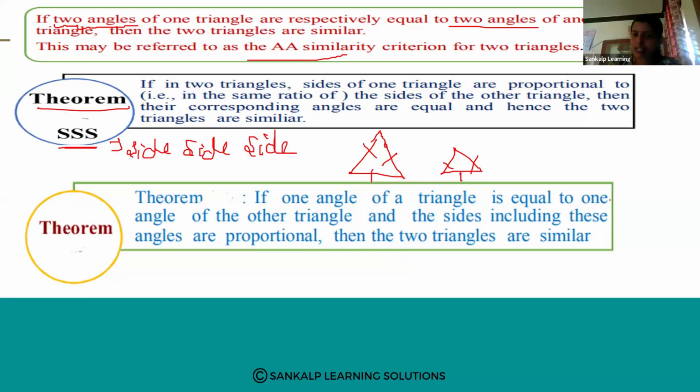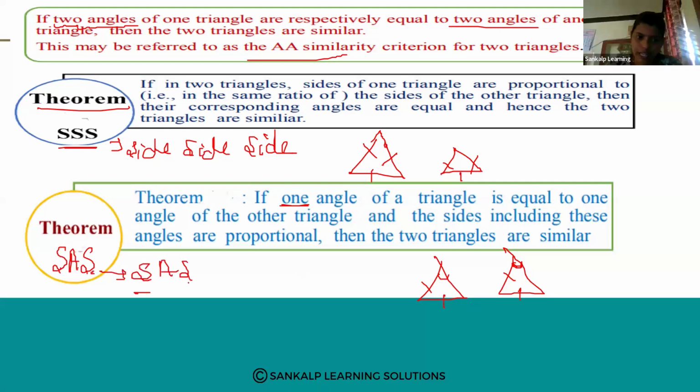If one angle of a triangle is equal to one angle of the other triangle, and the sides including these angles are in proportion, then we can say that the two triangles are similar. That means here two sides are in proportion and one angle is equal. Therefore, it is called the SAS property.